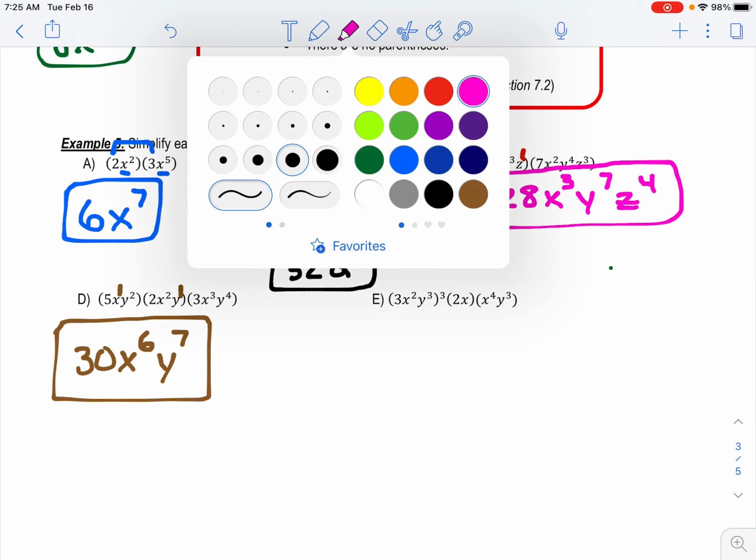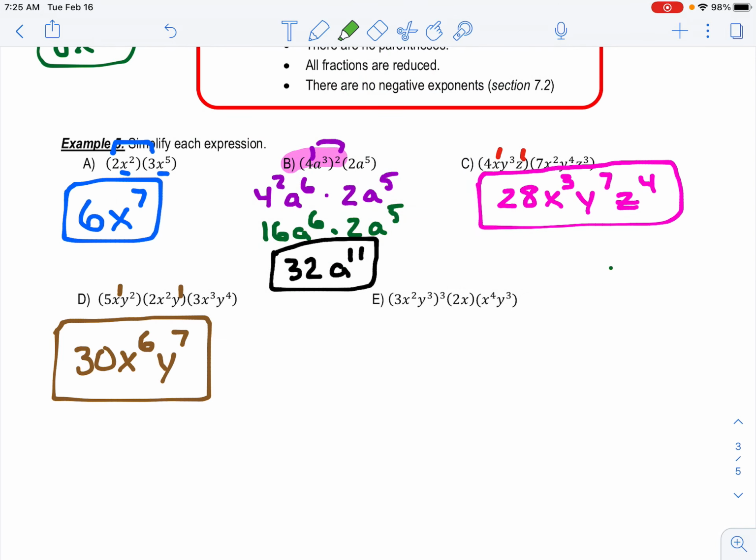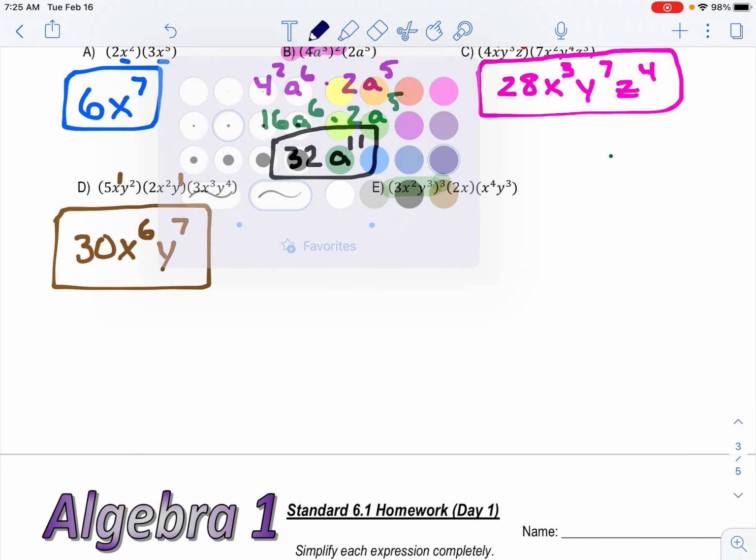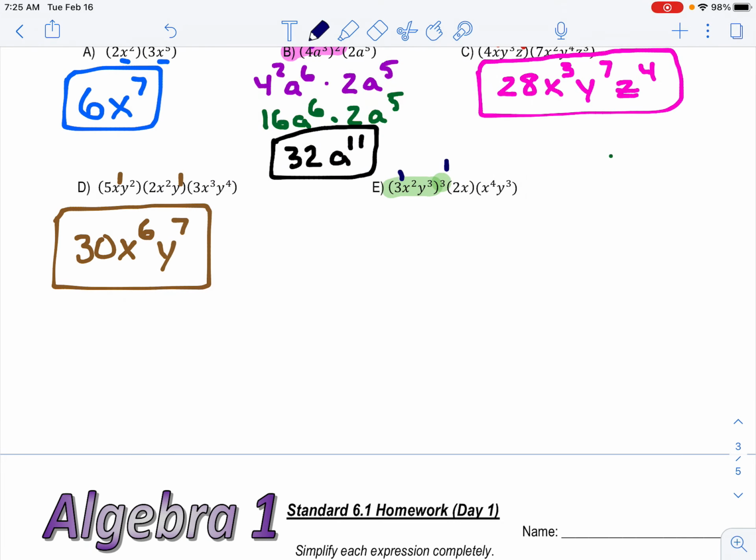All right, let's go ahead and look at one more example. Now, when we look at this example here, let's check and see if we need to write anything out first. I notice right away that this part right here has a power up here, this 3. I need to distribute and rewrite that whole part first. So I'm going to have to take that 3 and go to everything. So 3 to the 3rd. X, 3 times 2 is 6. Y, 3 times 3 is 9. So we wrote the first part.